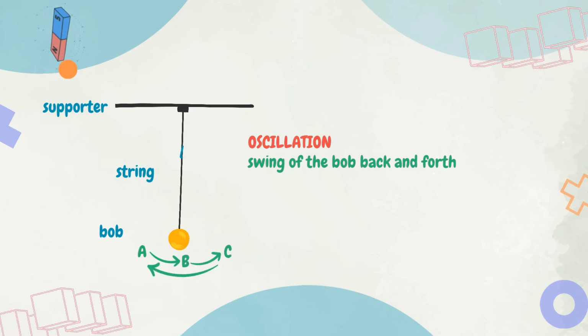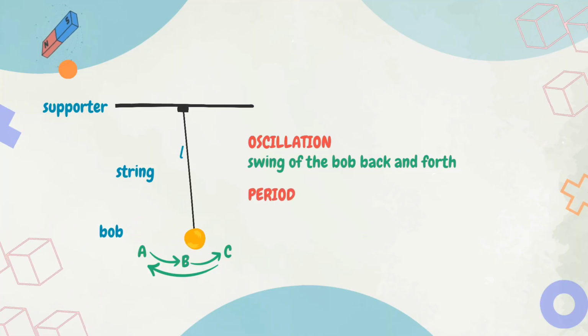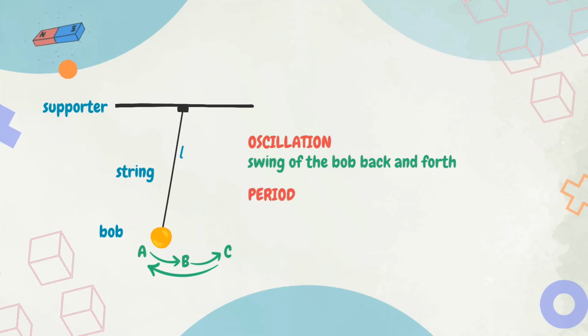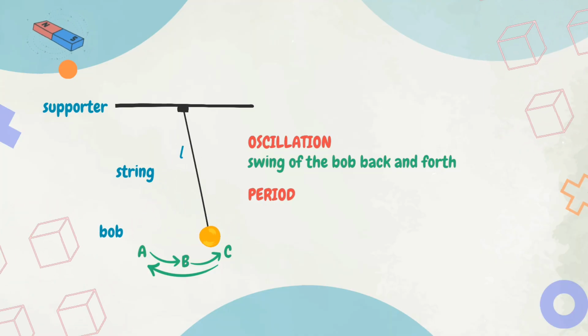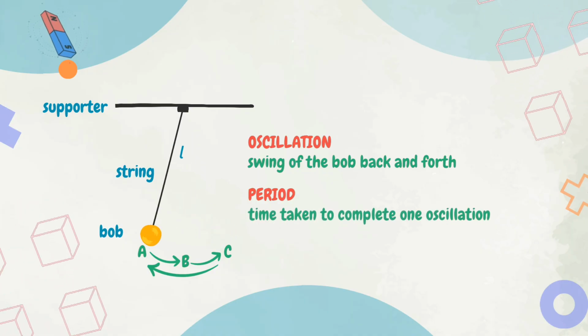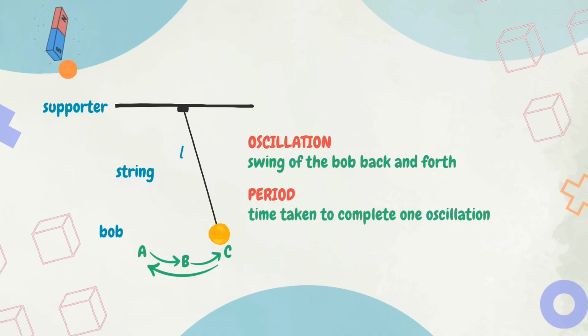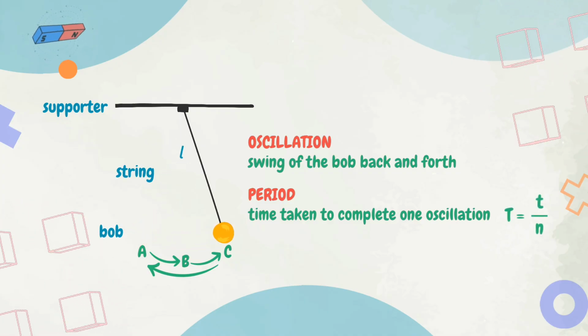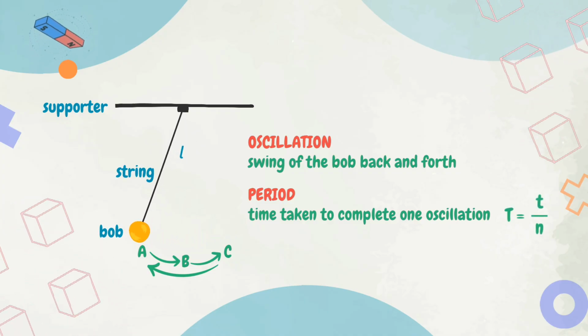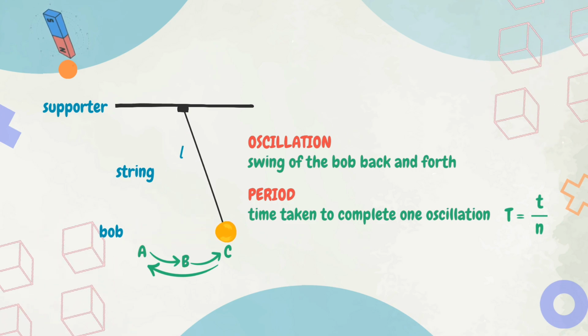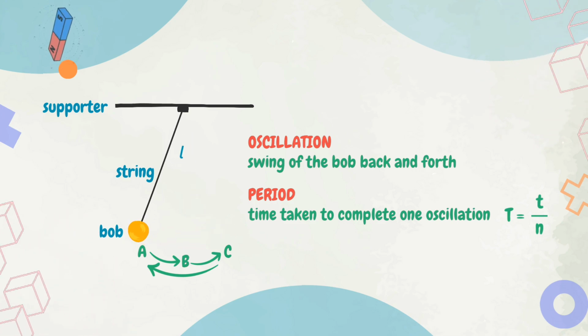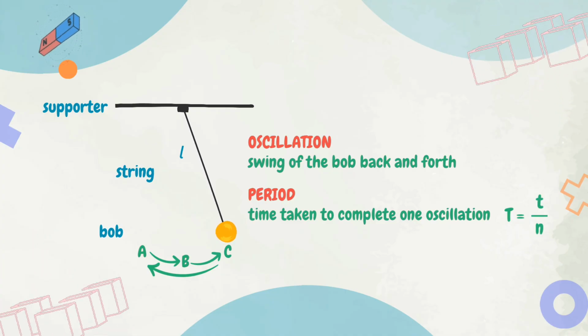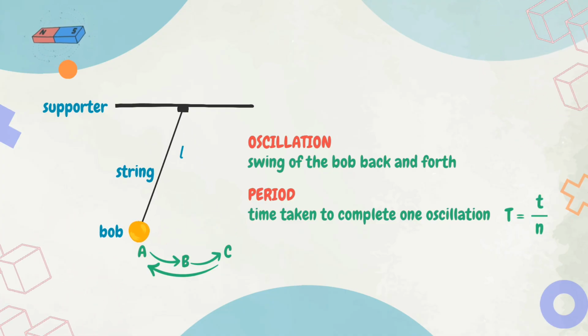The other term used to describe the pendulum is the period, which is denoted by uppercase T. The period of the pendulum is the time taken to complete one oscillation. The period is calculated by the formula T = t/N, where the uppercase T is the period in seconds, the lowercase t is the time taken for the oscillations made by the pendulum, and N is the number of oscillations.